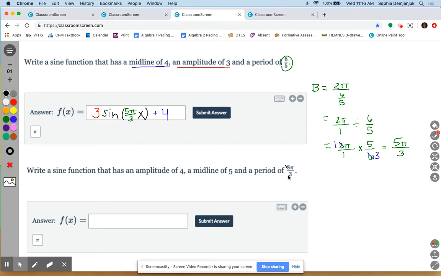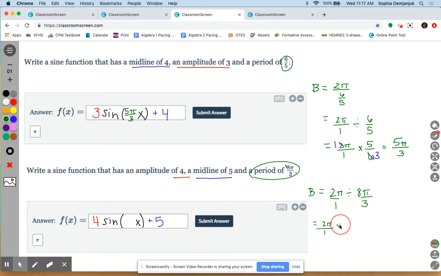Another example where we have to actually solve for the frequency, we are given a sine function again. So sine. This one has an amplitude of 4. 4 goes out in front. Has a midline of 5. Add 5 to the end. And it has a period of 8 pi over 3. So I'm going to solve for b. I'm going to do 2 pi divided by 8 pi over 3. Keep the first fraction, 2 pi over 1. Change the division symbol to multiplication and flip the second fraction.